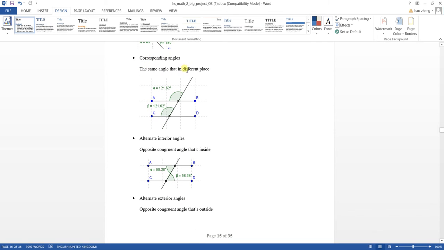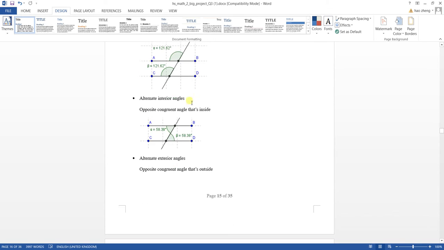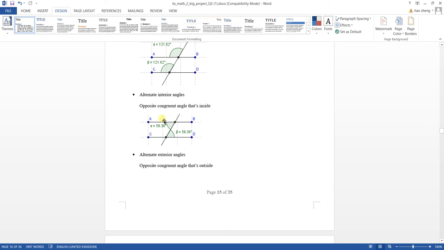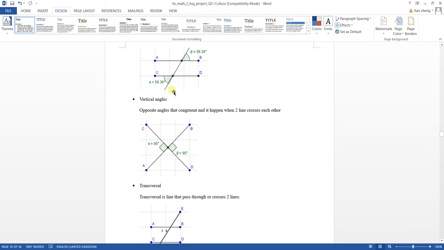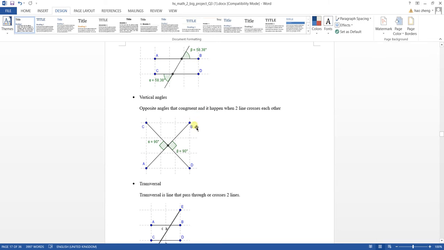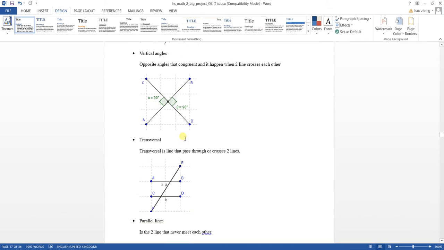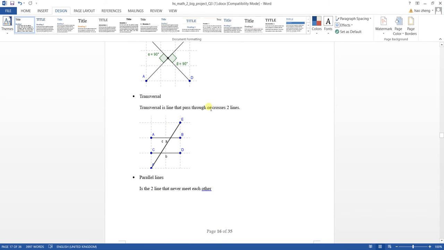A corresponding angle is the same angle in a different place, here. Alternate interior angles are opposite congruent angles that are inside. You see that? Alternate exterior angles are opposite angles that are outside. And vertical angles are opposite angles that are congruent, and they happen when two lines cross each other. And a transversal is a line that passes through or crosses two lines.